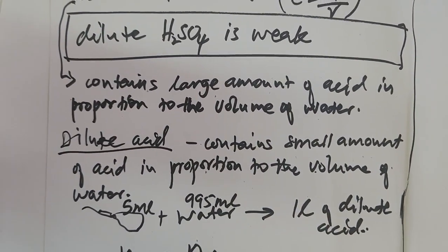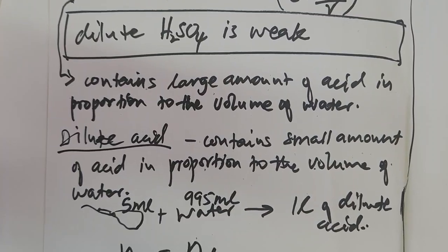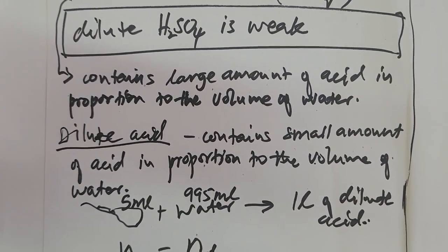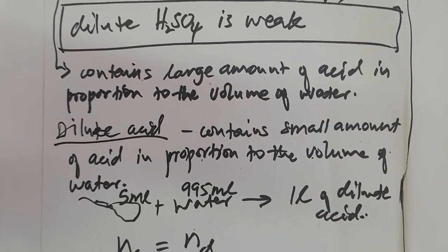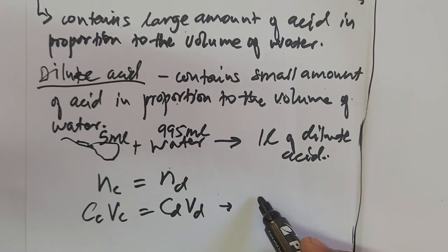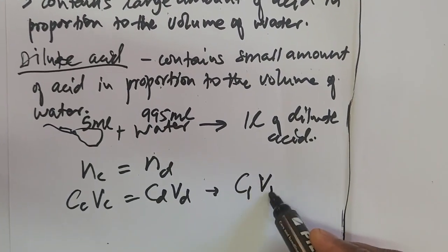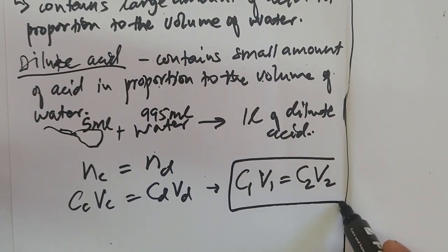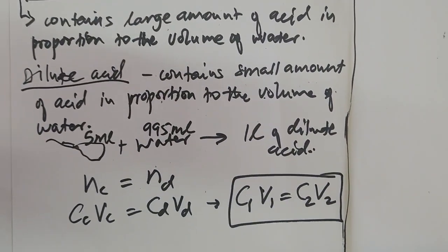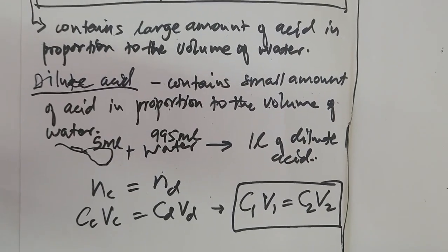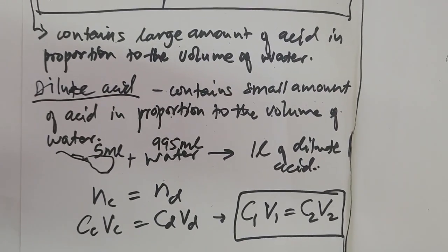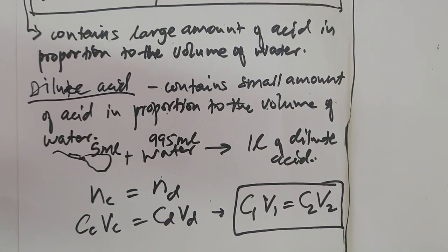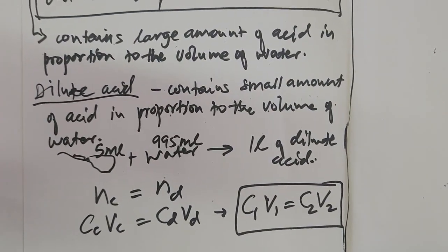Hence, the formula CcVc equals CdVd. Because we are not used to this, we normally just write it as C1V1 equals C2V2. Very important formula for dilution of an acid. We'll be dealing with calculations in relation to this as time continues.